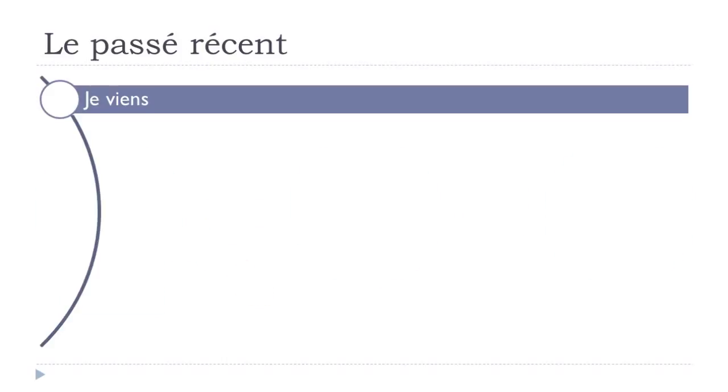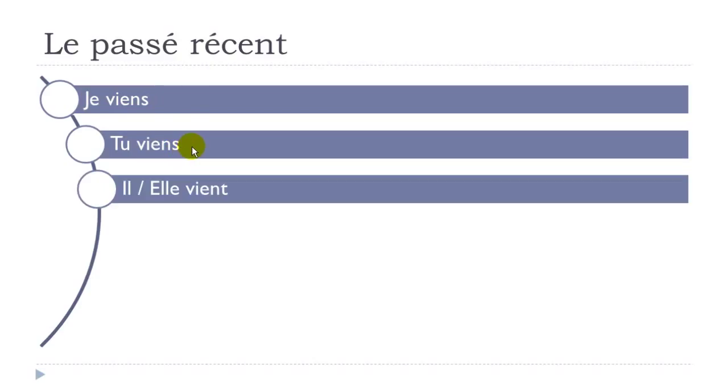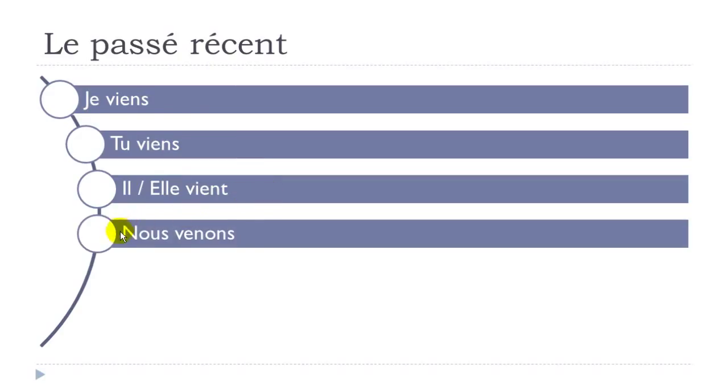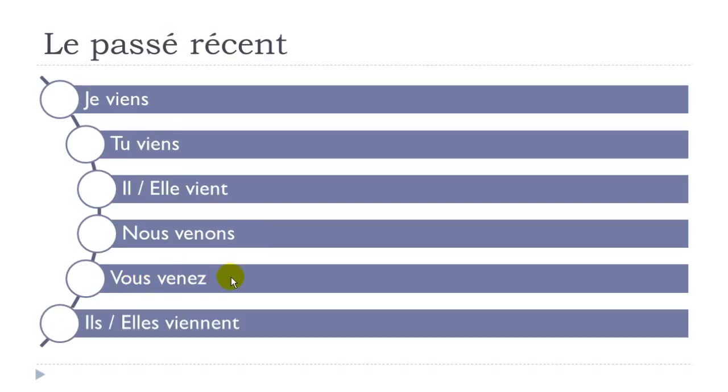Here it comes. So at the present tense, it's je viens, tu viens, il vient, elle vient, nous venons, vous venez, ils viennent, elles viennent. All right, so let's see that one more time.